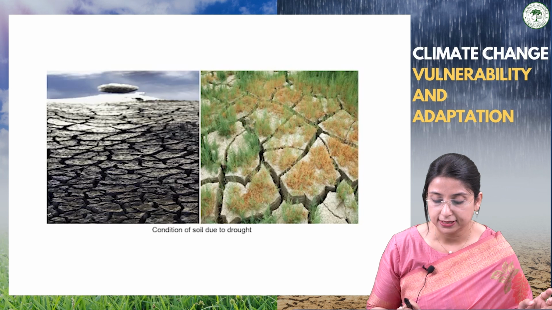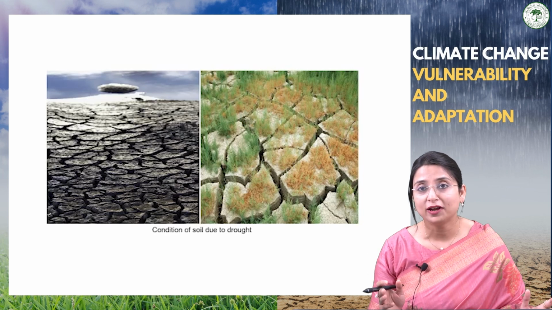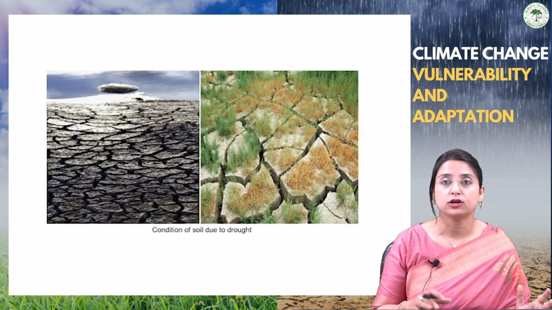You can see here the condition of soil due to drought. In such a condition, there may be crop failure or the crop yield will be less, thus disrupting the economy of the region.